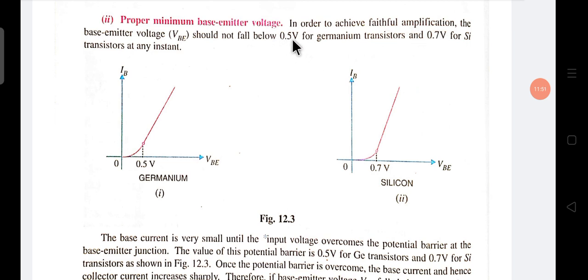For a germanium transistor, the potential barrier is 0.5 volt. In the silicon transistor, the potential barrier is 0.7 volt, and whenever you apply less than this voltage, the current will not flow, or the charge cannot cross the barrier. So there is no current flow. So for proper functioning or current flow, the VBE should always be greater than 0.5 volt or 0.7 volt.